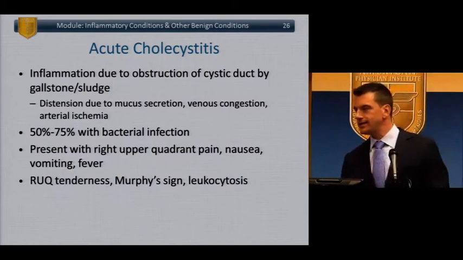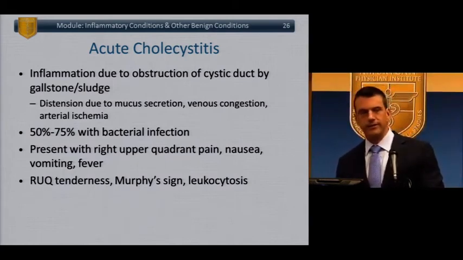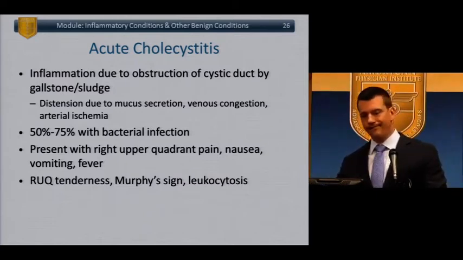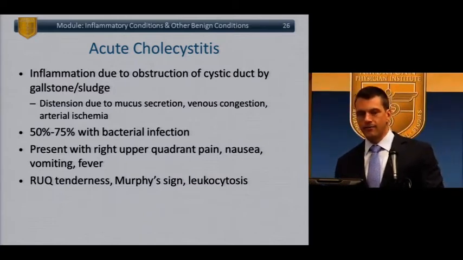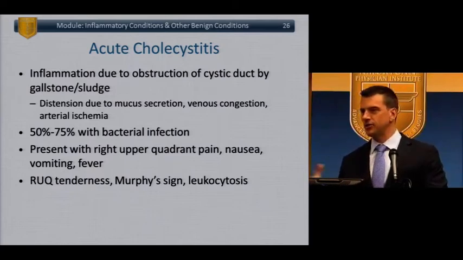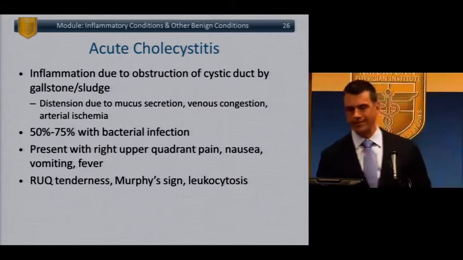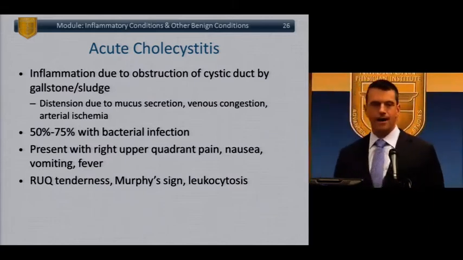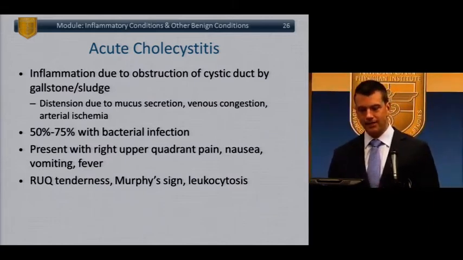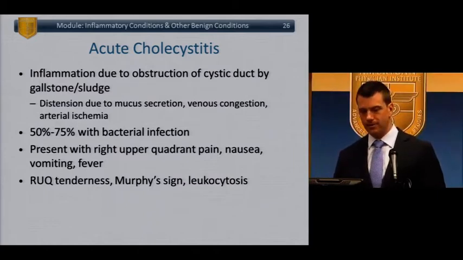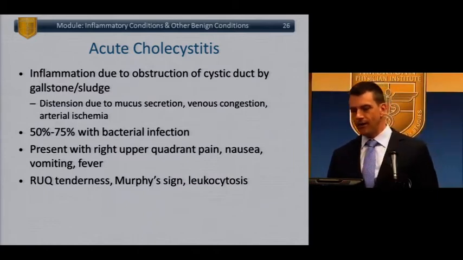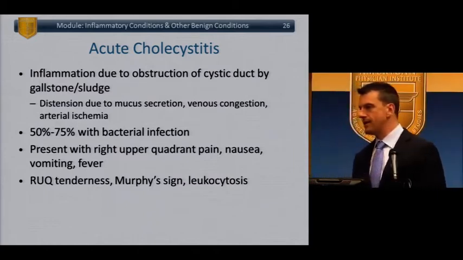Acute cholecystitis is caused when there's inflammation due to the obstruction of the cystic duct by a gallstone or sludge. So basically nothing, no bile, is coming out of or going into the gallbladder. Remember that the gallbladder continues to secrete mucus and fluids, so it will become more and more distended during this time. About 50 to 75% do have a bacterial infection superimposed. These present with right upper quadrant pain, nausea, vomiting, and fever.